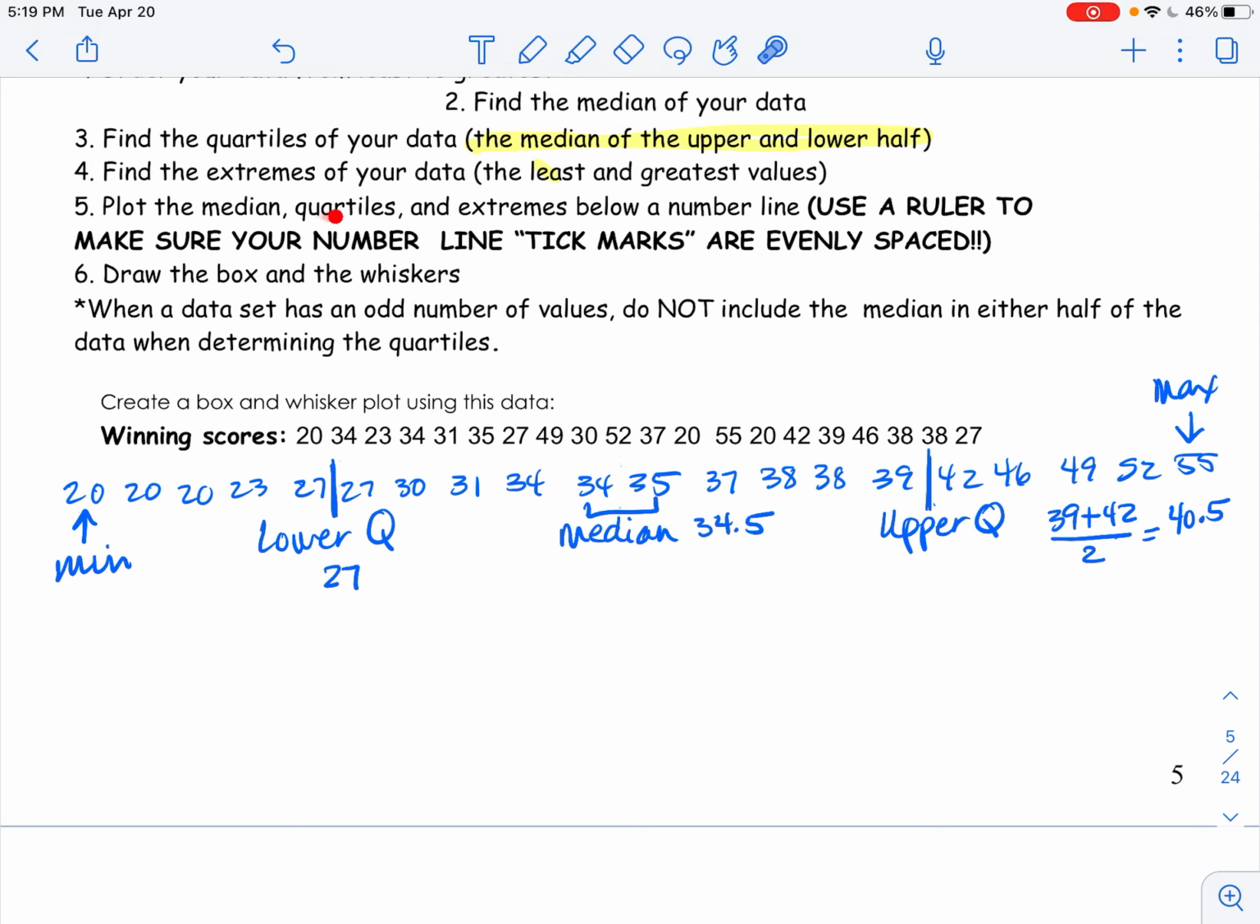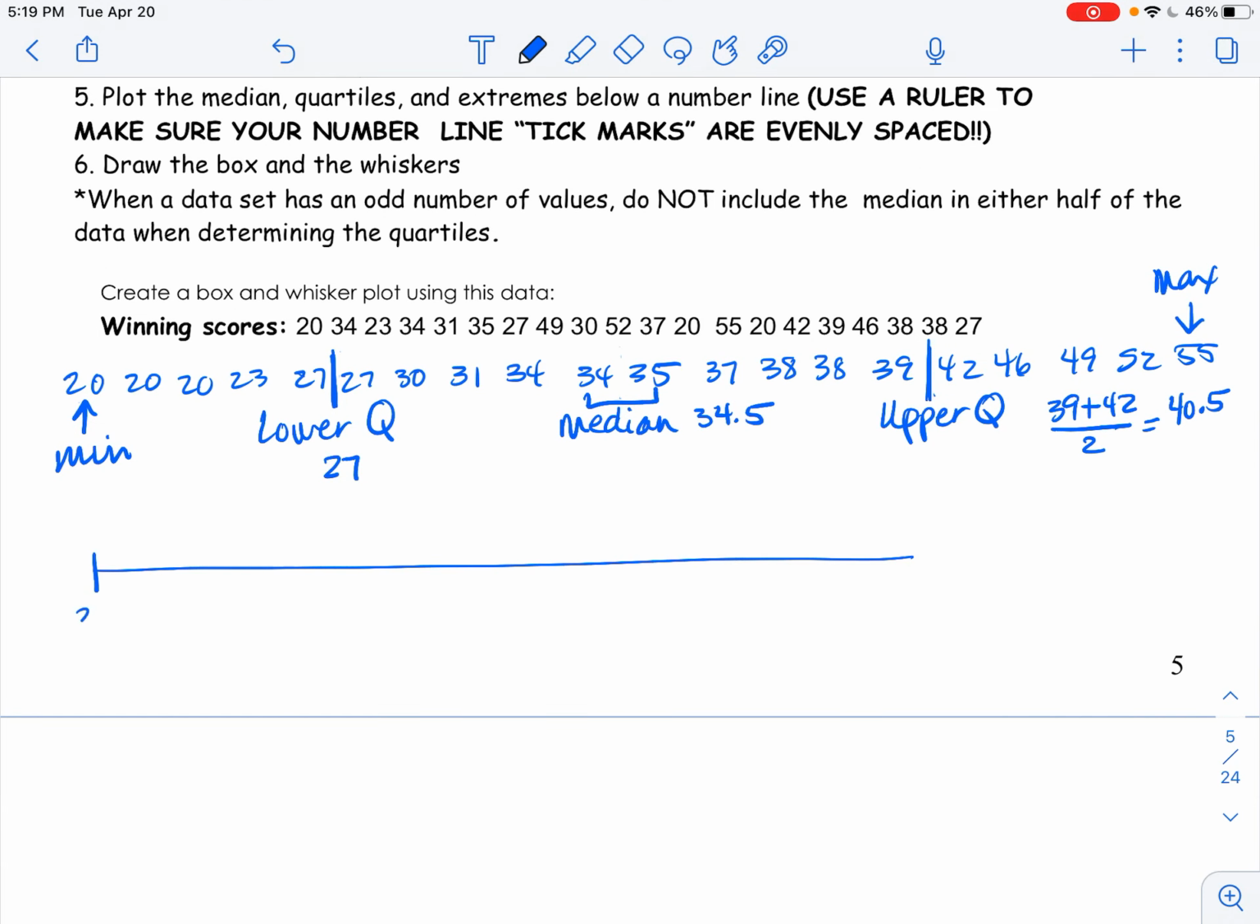Okay, so plot the median, the quartiles, and extremes on a number line. It says use a ruler to make sure your number line tick marks are evenly spaced. Well, I'm not going to use a ruler just because I'm on my iPad, but I'm going to go ahead and start from 20, and then I'm going to just count by 5s, and I'm going to try to evenly space these so it doesn't skew my chart. Okay, so here's, and I'm going to just go to 60. I know my highest data is 55, but it's okay. Actually, I could stop at 55.